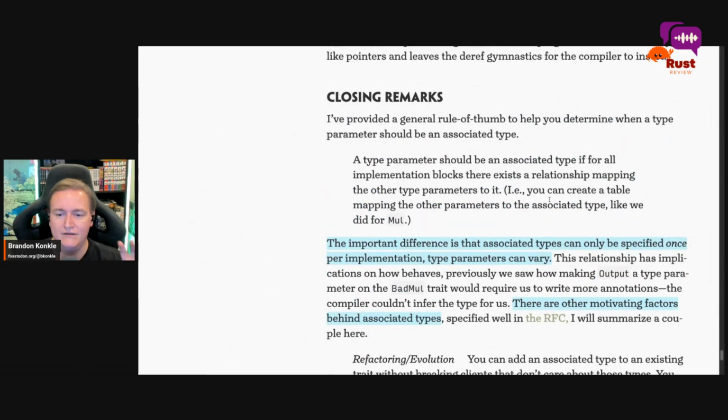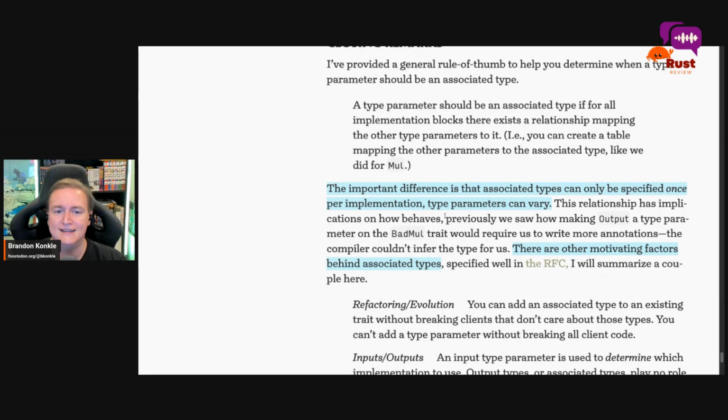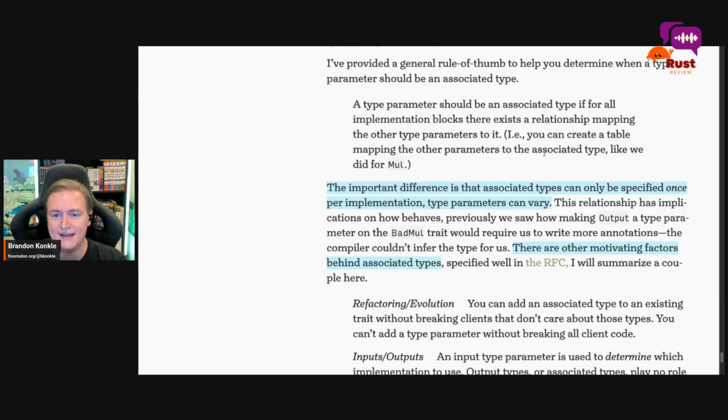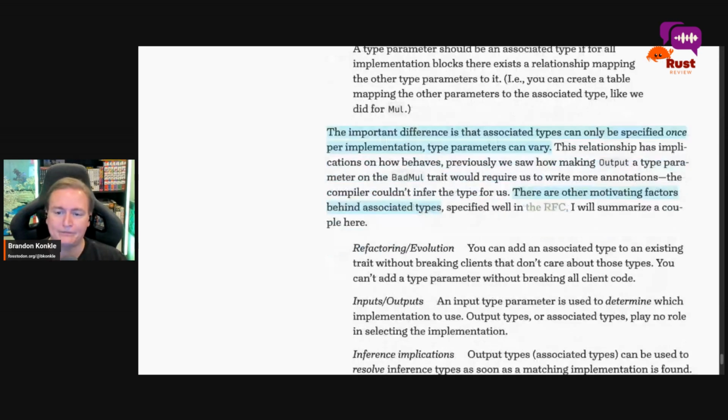So he summarizes, he follows up by saying, again, his rule of thumb, and I like his rule of thumb here. It says a type parameter should be an associated type if for all implementation blocks, there exists a relationship mapping the other type parameters to it. So you can create a table mapping the other parameters to the associated type like they did for mul. So the important difference is that associated types can be specified once per implementation, and then type parameters can vary.